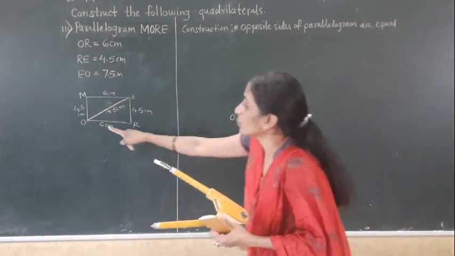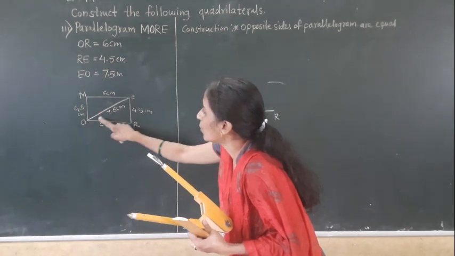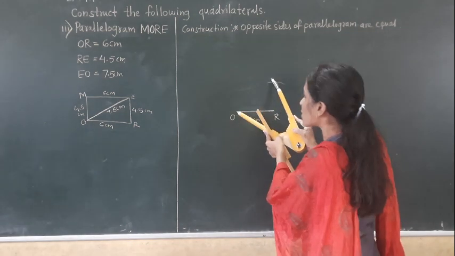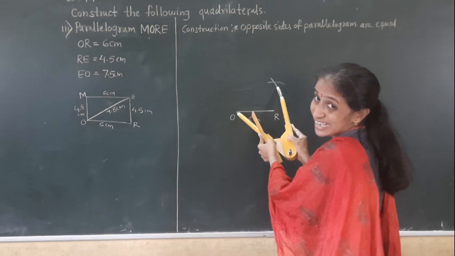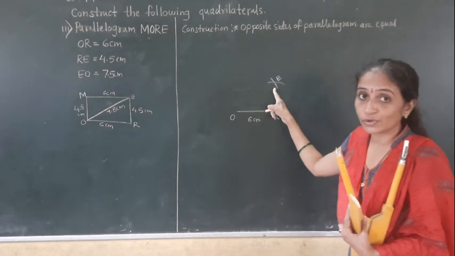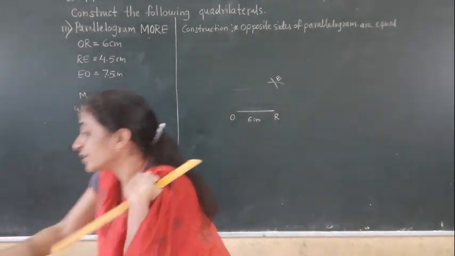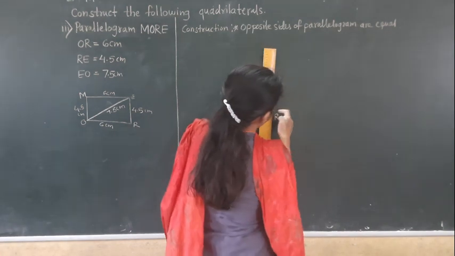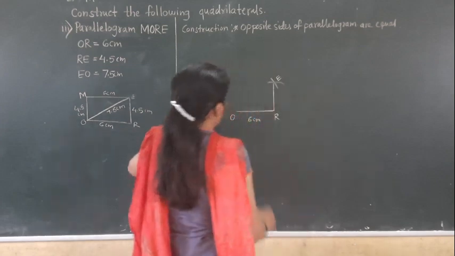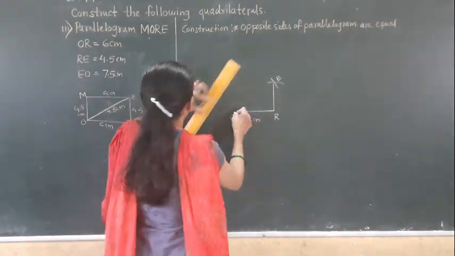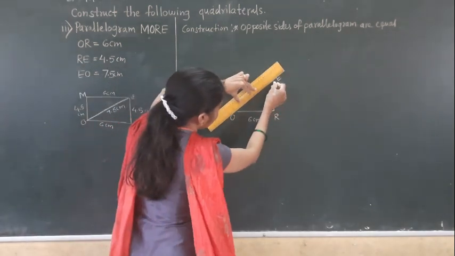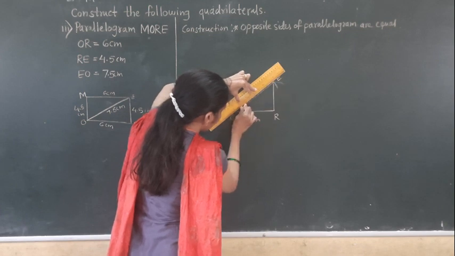Now which are we going to draw? OE. OE is 7.5 centimeter. So O as the center, let's draw an arc. Cut into this arc. So here we got E. Now what can we do? Now we can join OE. So see here I have joined OE. We got OE.